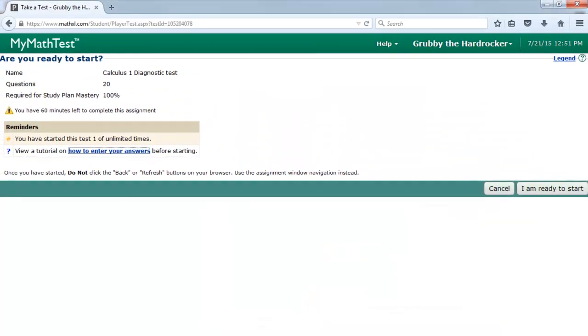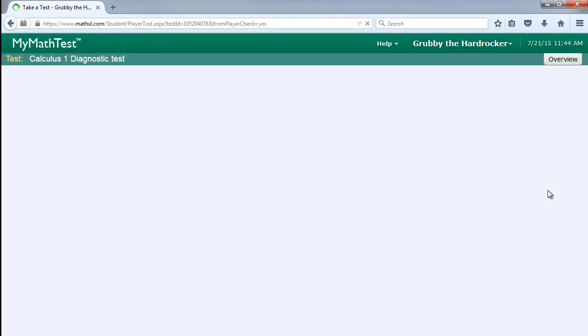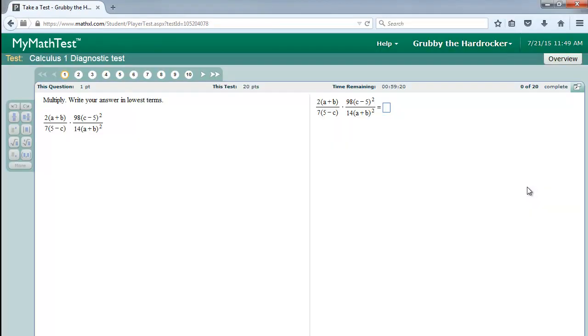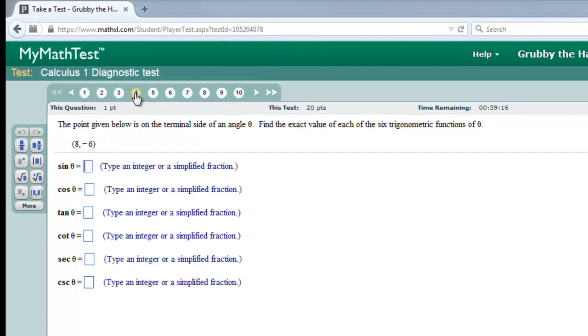When you've finished with the tutorials, you're ready to start the test. So let's go. And the test begins. The problems will pop up on a screen like this. One of the things that you can do is you can select on these buttons up at the top to sort of jump through the different kinds of problems.